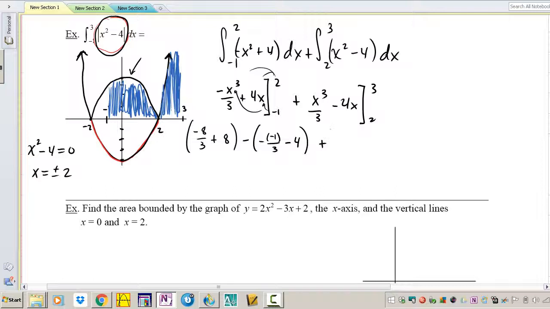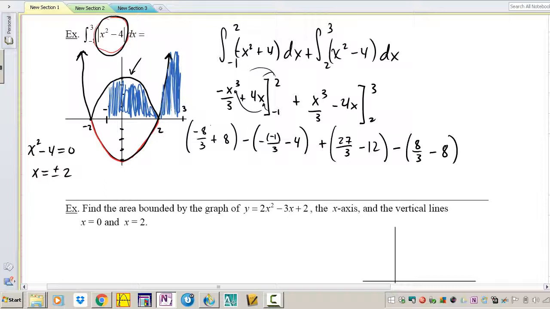Now we do the second FTC of this part. So 3 cubed is 27 over 3. And then it's 4 times 3, which is 12, minus 2 cubed over 3, which is 8 over 3, minus 2 times 4 is 8. Okay, now let's go ahead and continue.